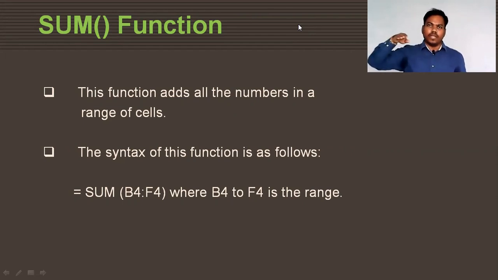So what we will do, we will add all these values. We will mention the range from this start to this end, and in the next column, in the next line, we can have the addition. We can apply the sum function. The syntax of this function is sum, and in the bracket B4 to F4, this is the range, where B4 to F4 is the range.